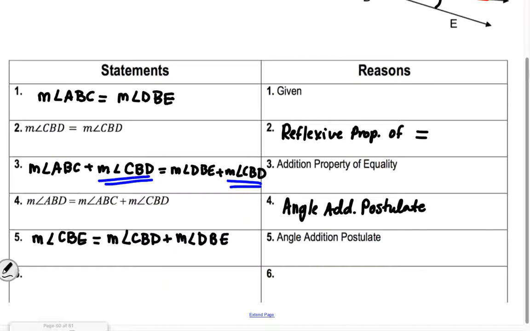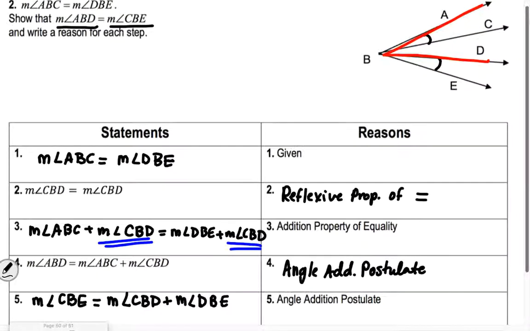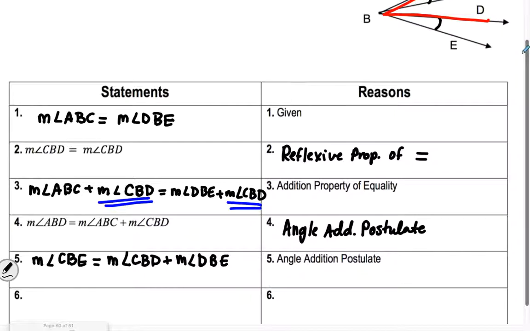So our last step, we're at our last step. We're trying to prove that ABC is equal to DBE. Oops. ABD, I said it wrong, didn't I? ABD is equal to measure of angle CBE. Is that right? Anyone have a guess? Kushal, what do you think? Not quite.